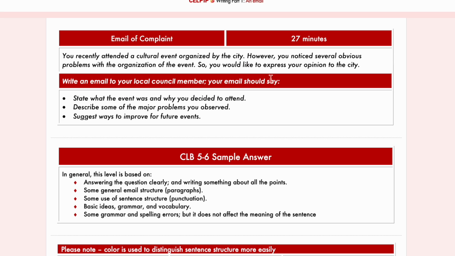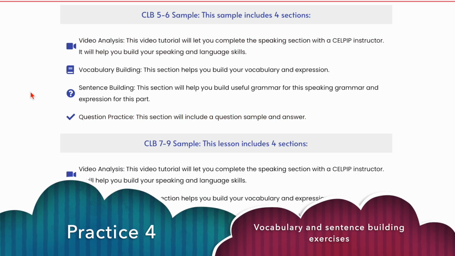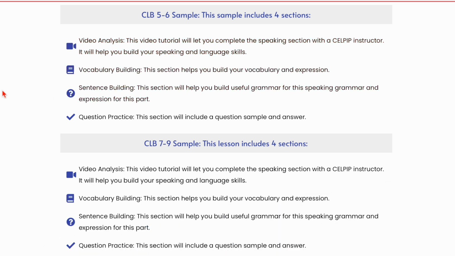And you can practice reading, understanding, and typing. Also, everyone, don't forget about our vocabulary building and sentence building exercises. Those will really help you improve your vocabulary and sentence writing, okay?